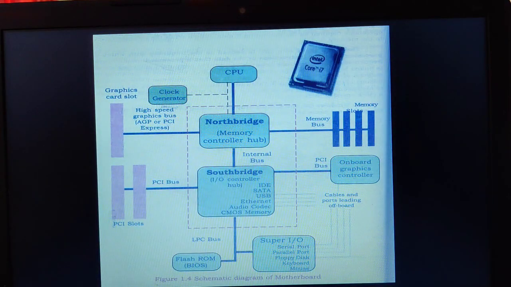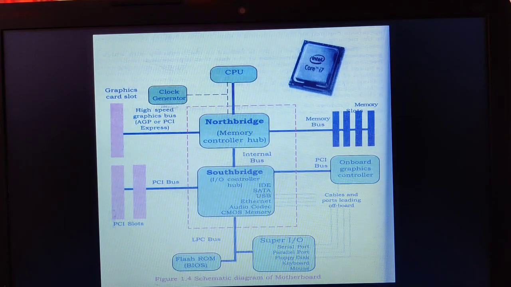When they ask this question, you need to draw this diagram of motherboard and explain about the north bridge and south bridge. That's it. You need not explain all these things. At least a brief explanation should be given of the north bridge and south bridge, but you have to draw this diagram and name all these things. Understood? Then we have one more question: name the different components of north bridge.